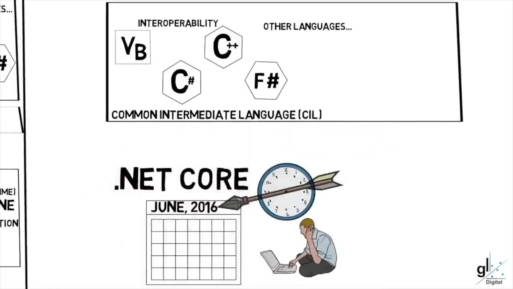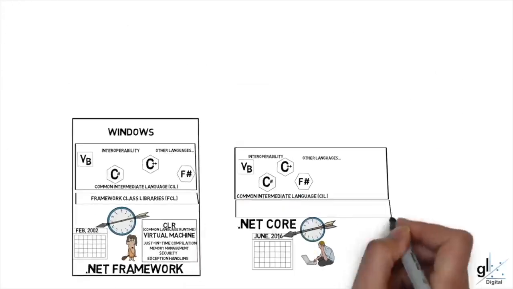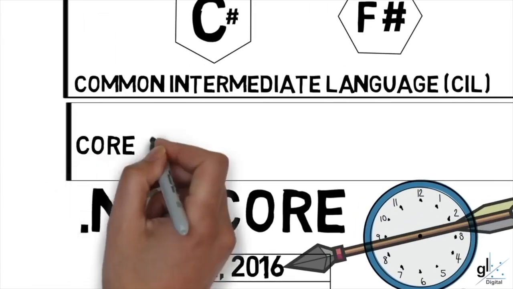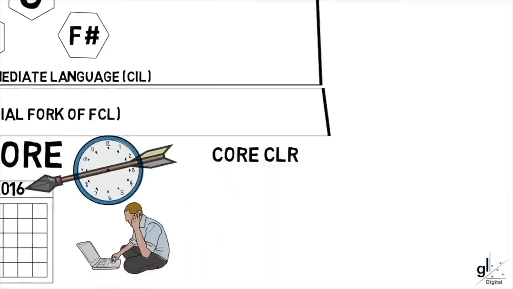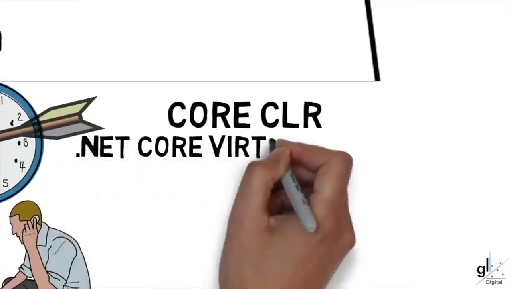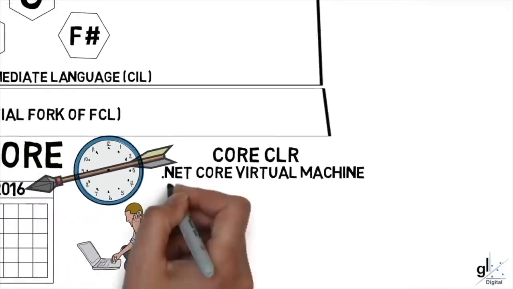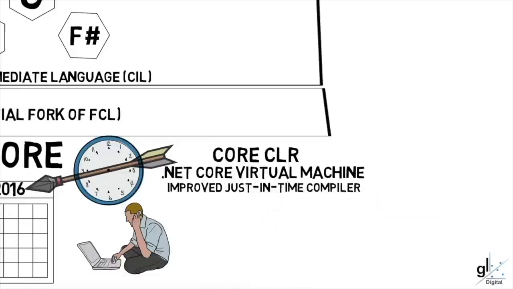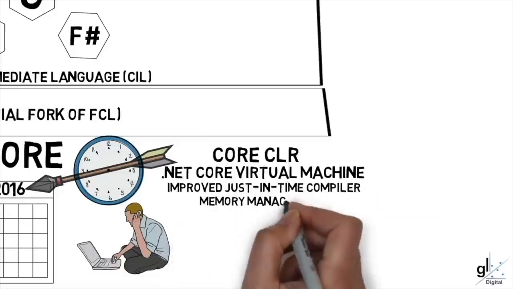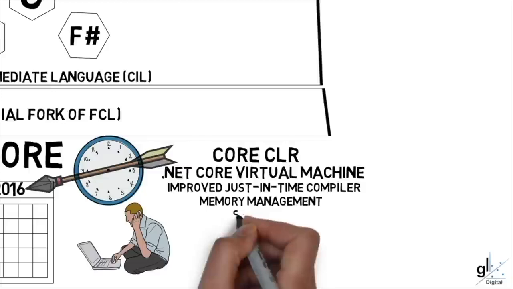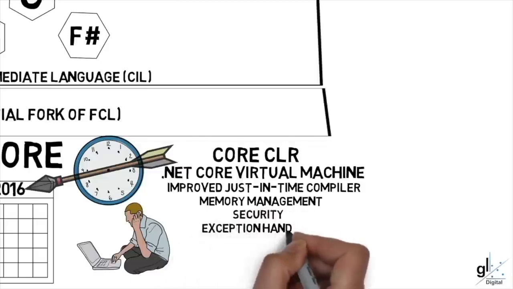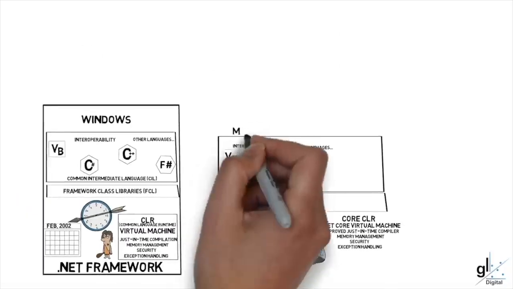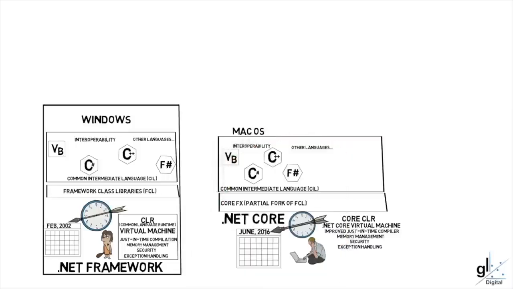.NET Core provides some of the standard framework class libraries, which can be called the CoreFX and can be described as a partial fork of the framework class libraries. .NET Core's virtual machine can be referred to as CoreCLR, or Core Common Language Runtime, and it provides services like improved just-in-time compilation, memory management, security, and exception handling. Unlike the .NET Framework, .NET Core can run on Mac OS, Linux, as well as Windows.